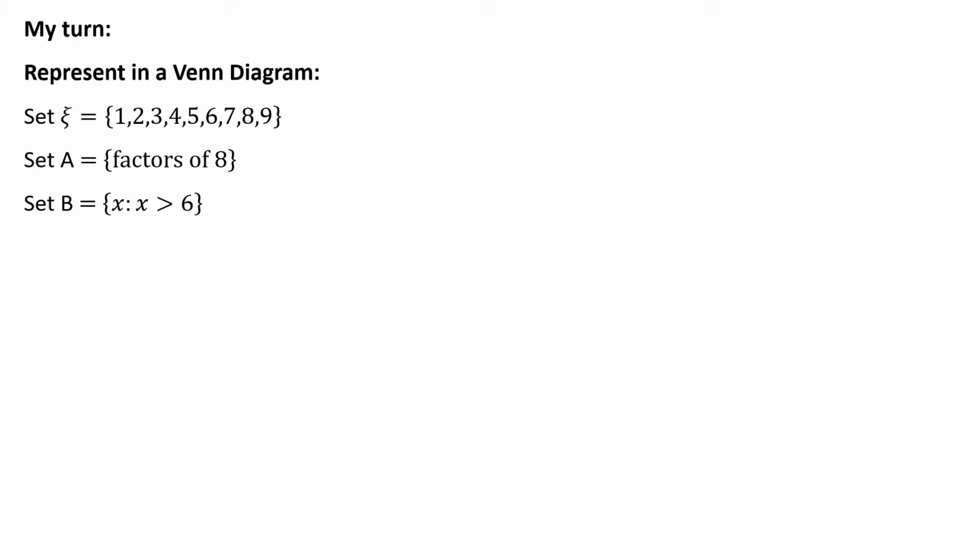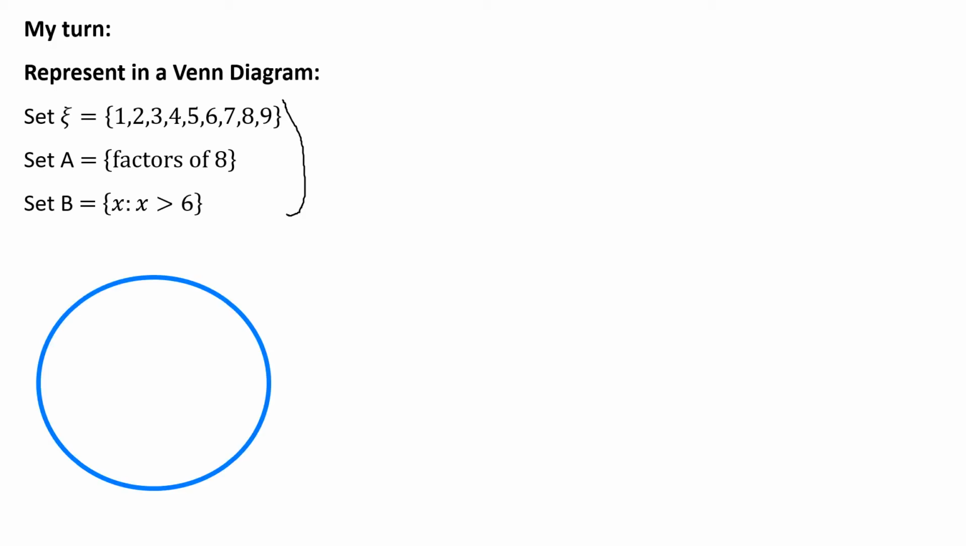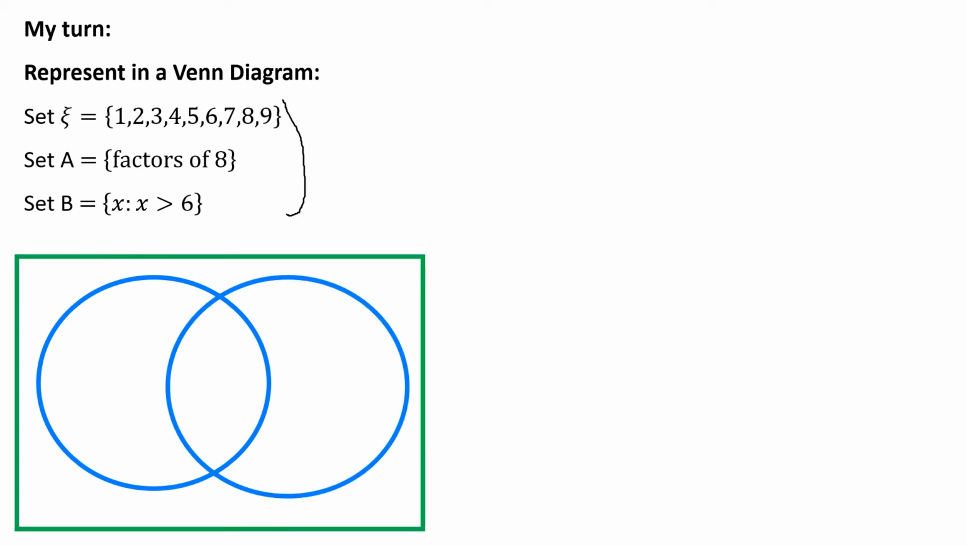So to start with then, this is an exam question. You could be asked to represent this sort of information here in a Venn diagram. I'm going to go through what all of this means. To start with though, we want to draw a Venn diagram. So you know what Venn diagrams look like. It's two circles and then the box goes around the outside.